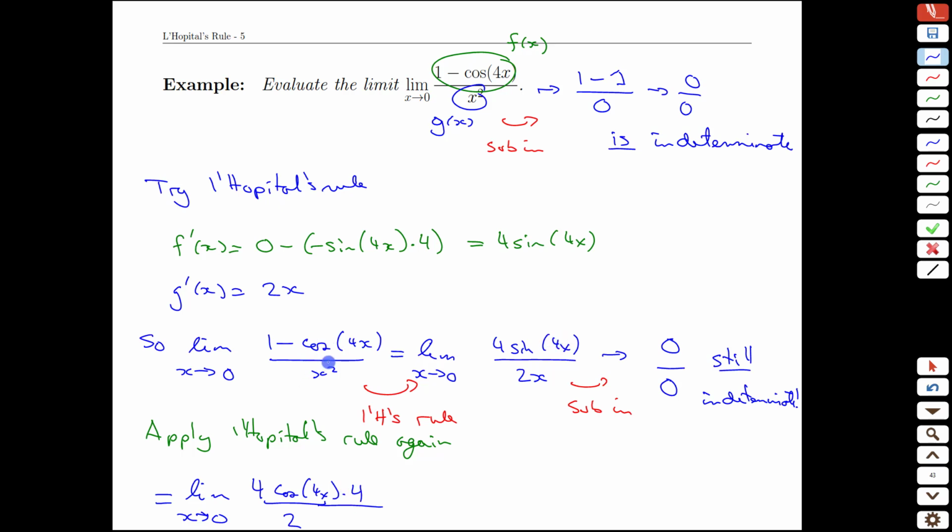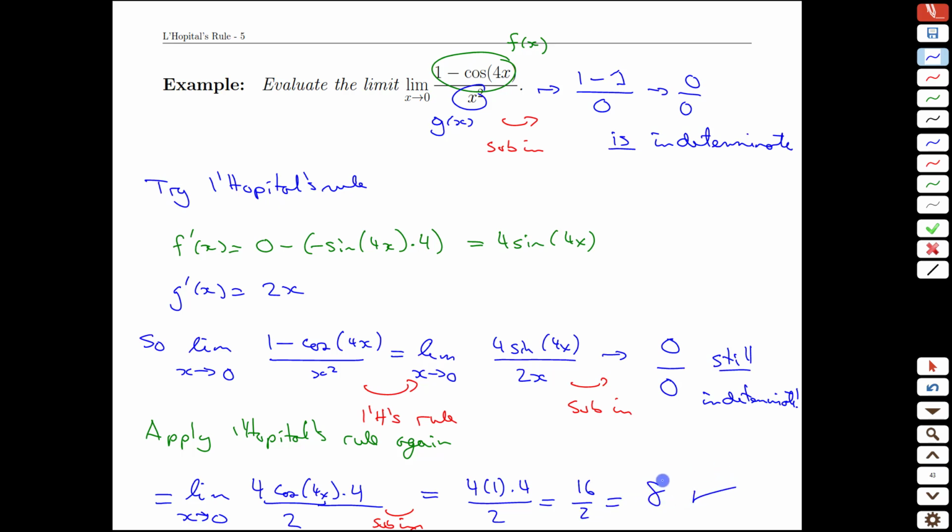So we started with this indeterminate. We traded it for this using L'Hopital's rule, still indeterminate. We traded it for this form using L'Hopital's rule, and now we'll try to sub in again. And when we do that here, we hit pay dirt. We have 4, cos of 0 is 1, times another 4, all over 2, and all of a sudden we have 16 over 2, which is 8.